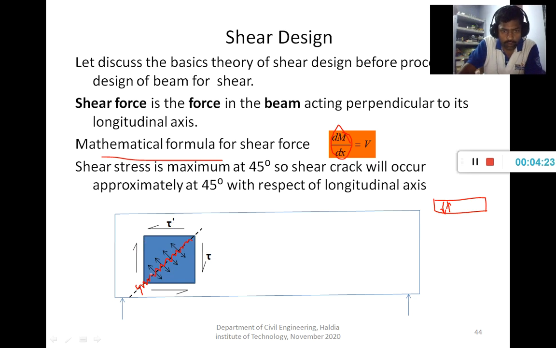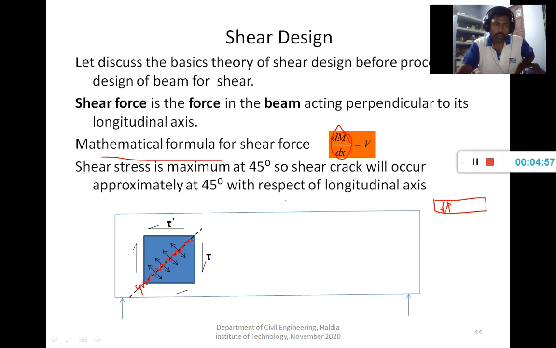So due to that shear, the cracks are developed. Those cracks are called shear cracks, and you see that due to that stress the tension is acting here, so pulling occurs. Due to that force, rupture will occur along this direction, that is at 45-degree with the longitudinal axis.